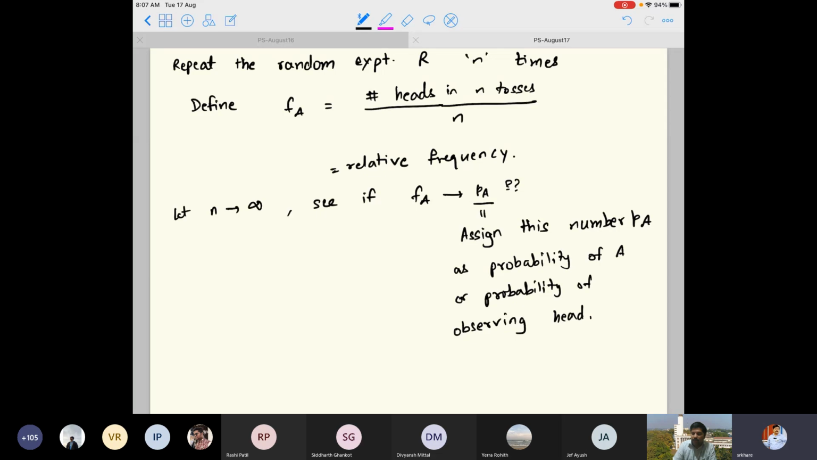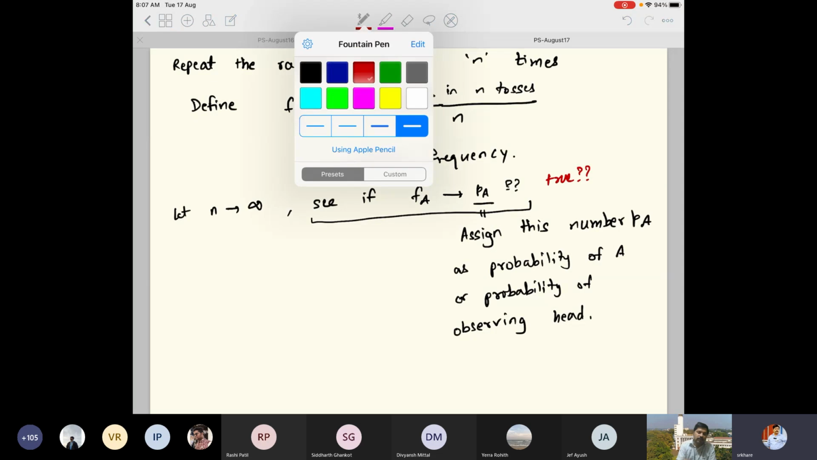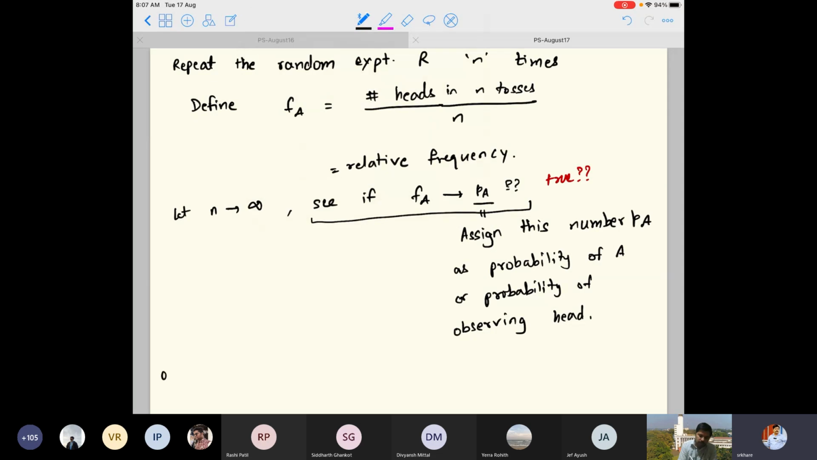So there are a lot of things happening here. The first question is whether this thing will happen or not, whether fA will converge. The other observation is the following. R is repeated n times and we calculate fA. This bracketed part, what do I do? I repeat n times.